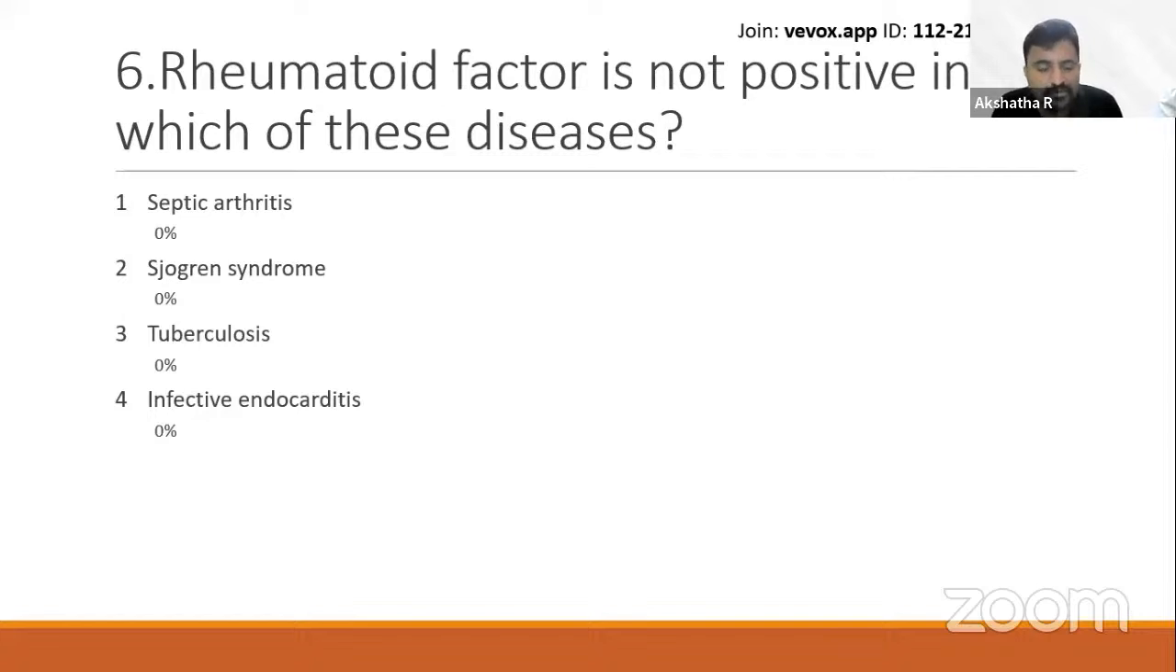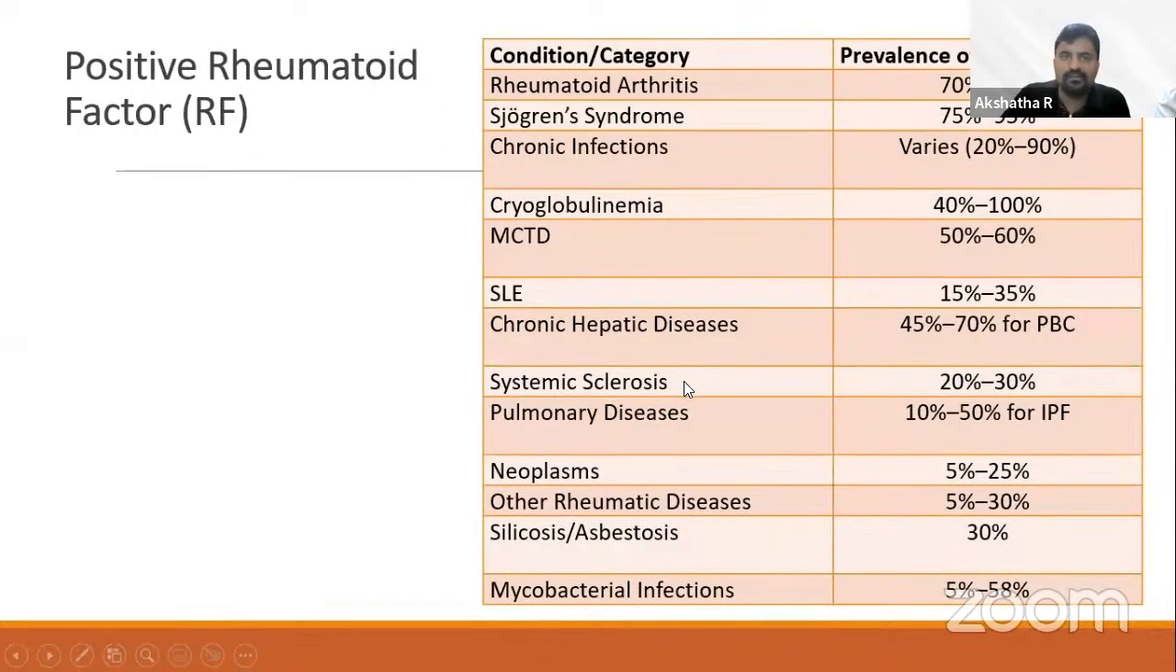Rheumatoid factor can be positive in various diseases. Like rheumatoid arthritis, in up to 70 to 85% of patients, we will have rheumatoid factor positivity. In Sjogren's also, a large number of patients will have rheumatoid factor positivity. Various infections like tuberculosis, infective endocarditis, and syphilis can have rheumatoid factor positivity. And the list of diseases which can have rheumatoid factor is very long.